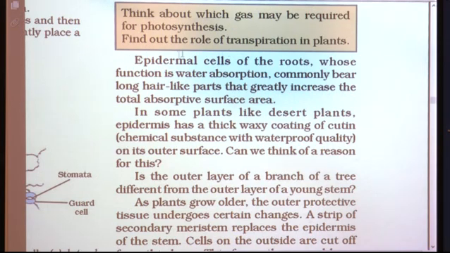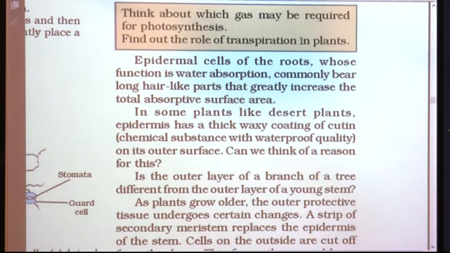You have to find out the role of transpiration in plants. So, what is the role of transpiration? You are familiar with this process of transpiration also. Yes, you are right. Transpiration means loss of water. So, what happens when water is lost from the aerial parts especially of the plants?